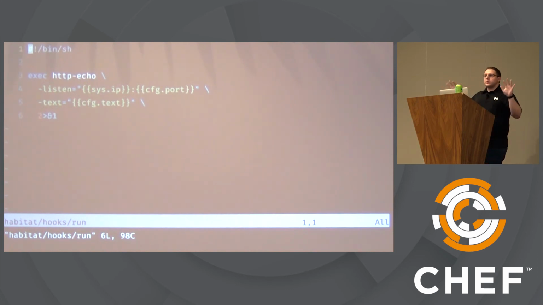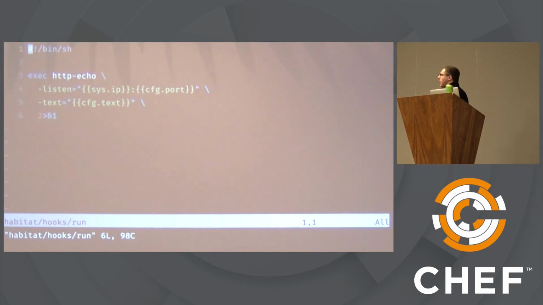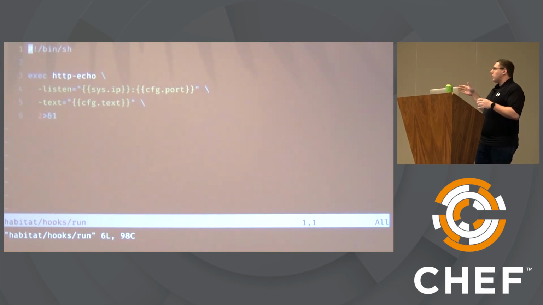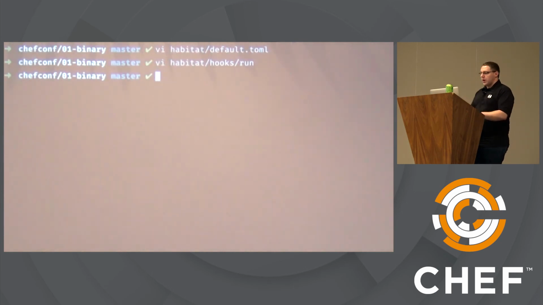So those things between those curly braces there, the little squiggly lines, those are coming dynamically and being filled in by Habitat and the Habitat supervisor. So sys.ip is the current IP address. So I'm binding to the IP address of that instance. And cfg.port and cfg.text are coming from that default.toml file. And as you might imagine, since it's called default.toml, we're actually able to overwrite those things, which we'll get to in a little bit. But for now, let's just see what it looks like to run this thing under Habitat.